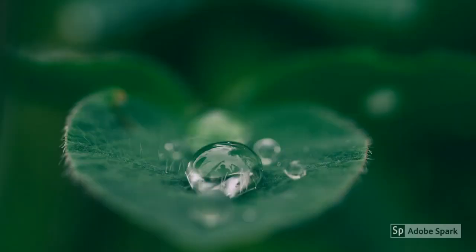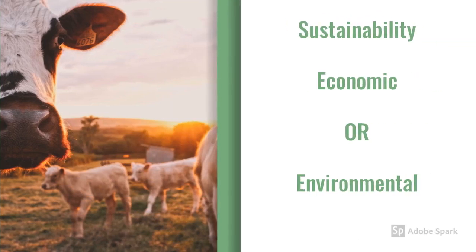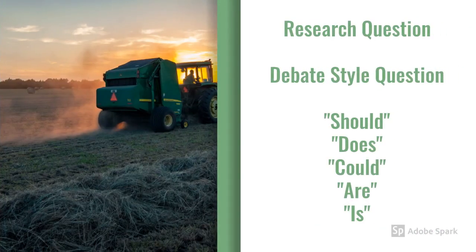Once you have an agricultural enterprise chosen, the next step is to develop a research question that is based around the following theme: improving sustainability in Irish agriculture. Sustainability has several different meanings. However, we will be focusing in on either economic sustainability or environmental sustainability in relation to Irish agriculture.